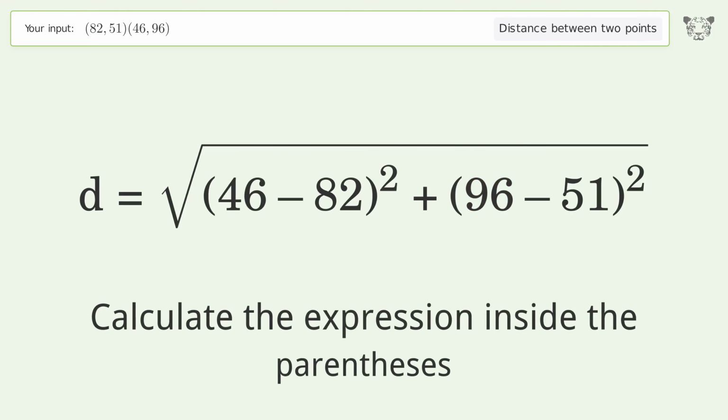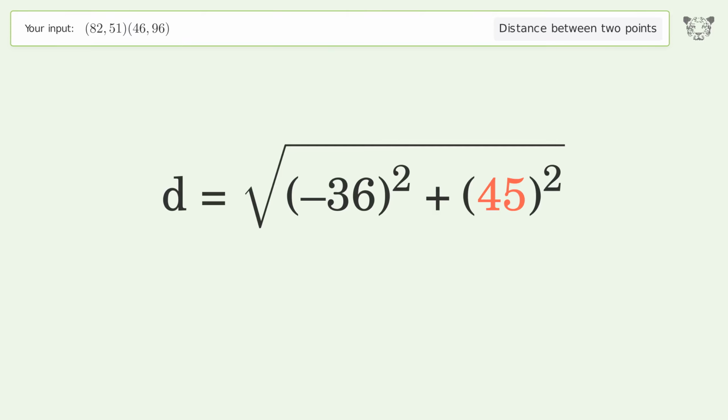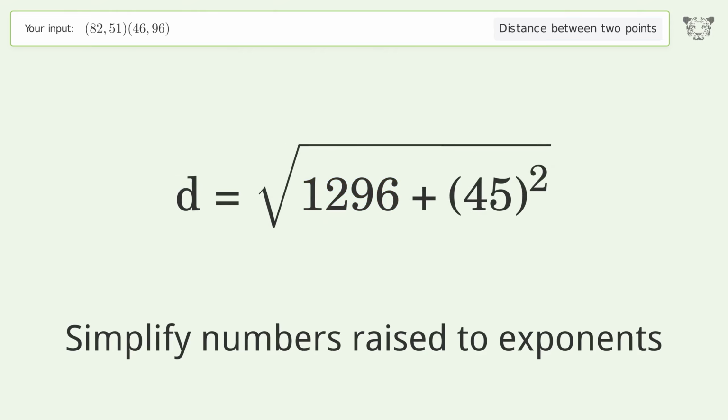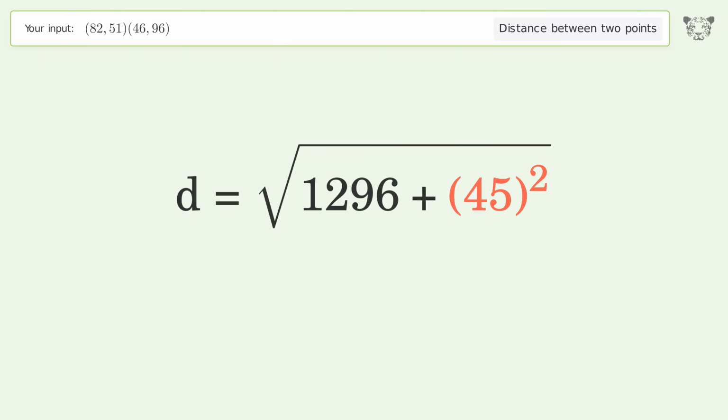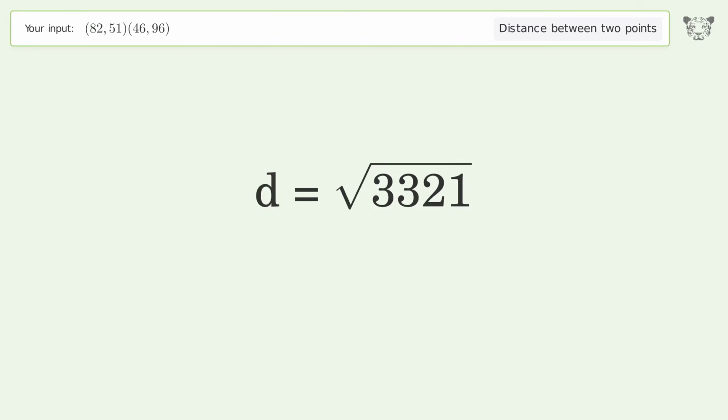Calculate the expression inside the parentheses. Simplify numbers raised to exponents. Simplify the arithmetic. And so the distance between the 2 points is the square root of 3,321, or 57.628.